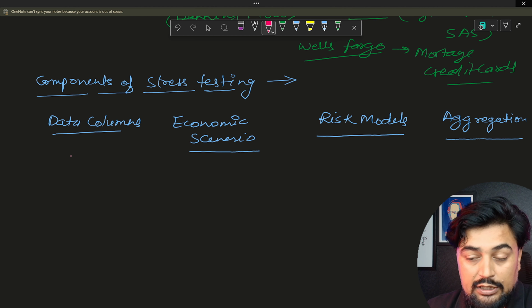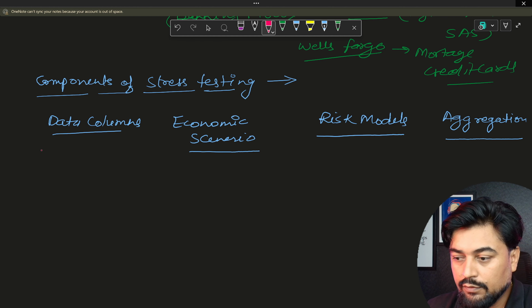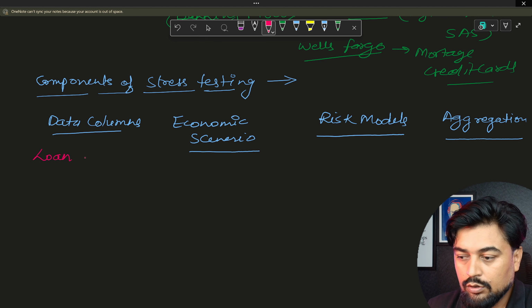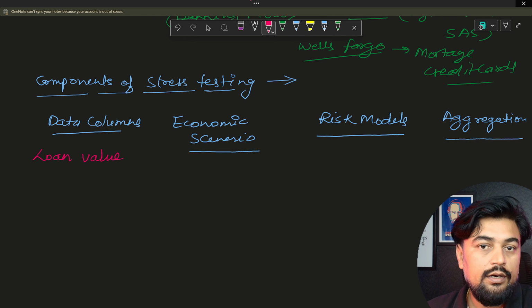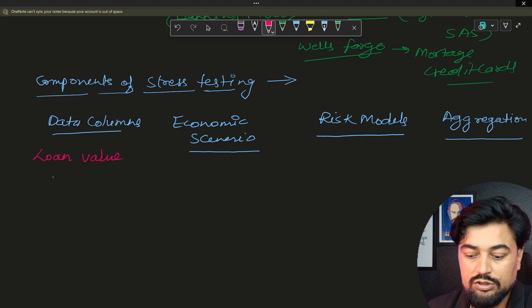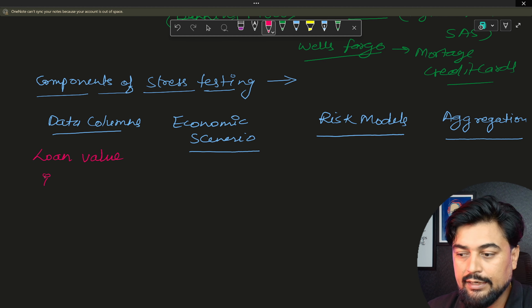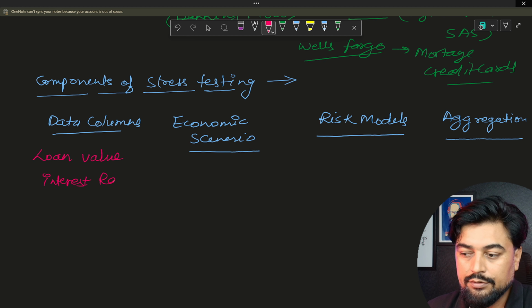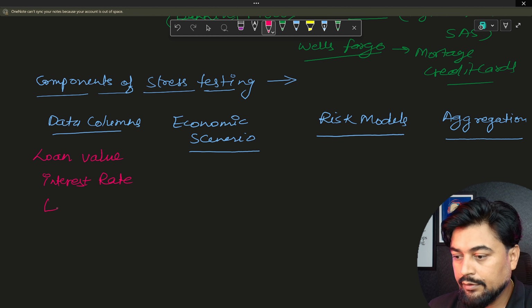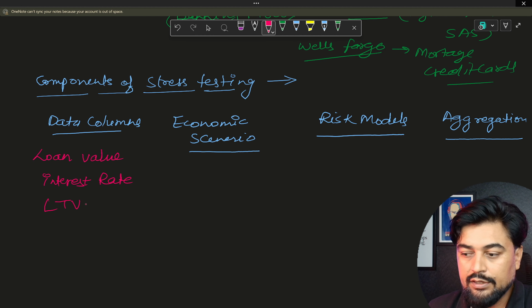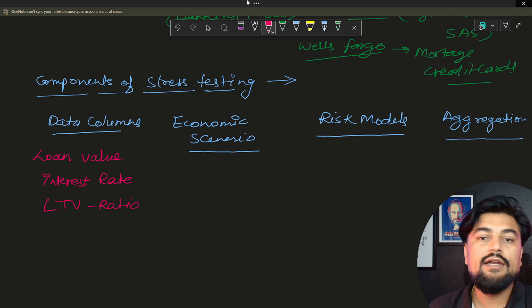Now if I mention the names of the columns, the number one column will be loan value. Like what is the value of the loan? You will have a column that this much of the loan is still pending, so that is very important. Then interest rate, what is the interest rate on your loan? Then LTV, loan to value ratio.